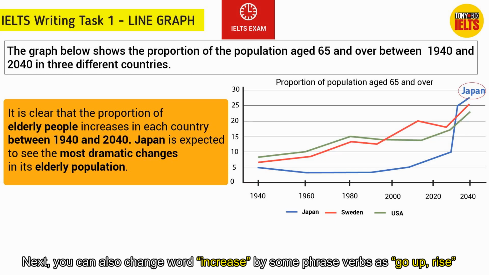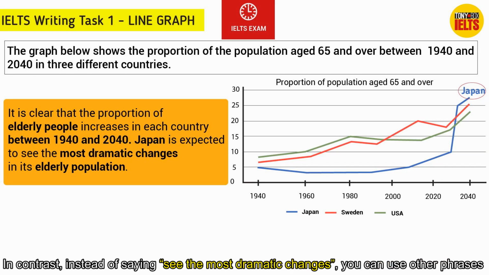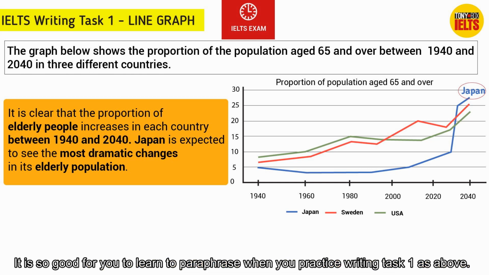Next, you can also change the word increase by some phrasal verbs such as go up, rise, or using nouns like see an increase, show a rise, or experience an upward trend. In contrast, instead of saying see the most dramatic changes, you can use other phrases including experience the most dramatic increases or witness the sharpest changes. It is so good for you to learn to paraphrase when you practice writing task 1 as above.